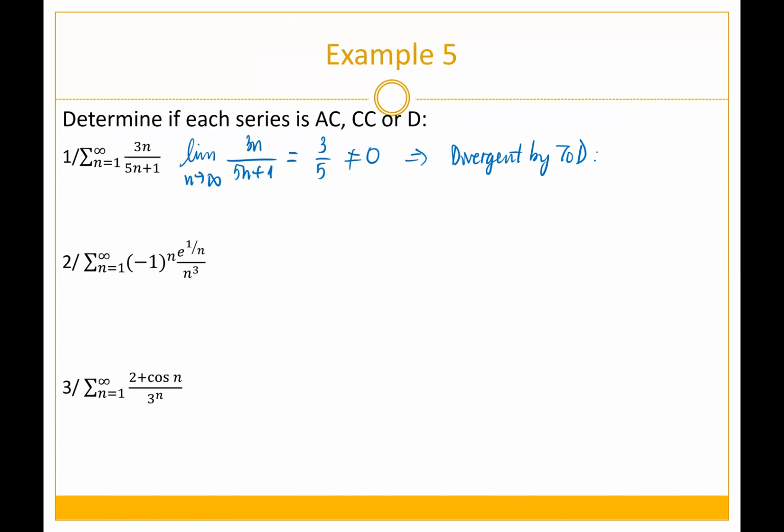Second one, now you're given an alternating series. Here you have a rational function, so you can use the ratio test or the comparison test. Because we have a kind of complicated numerator, I will go with the comparison test to save time.